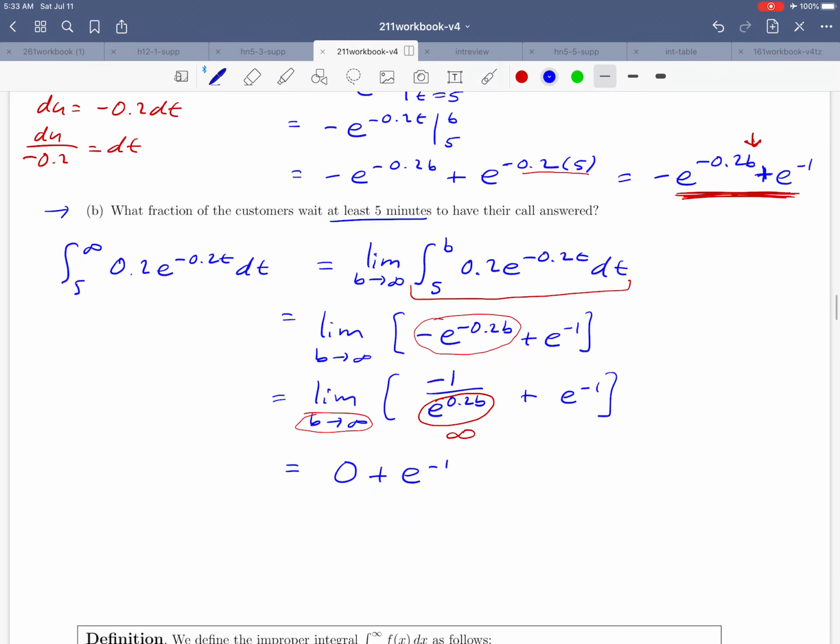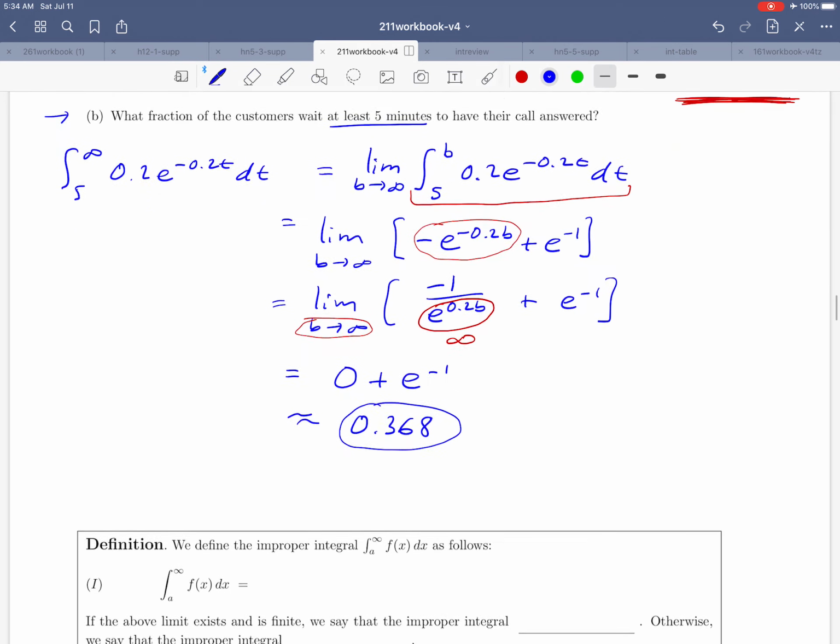So what we get after we take the limit is just the number e to the -1. That's something that you can substitute into your calculator, and what you get is about 0.368. Okay, so what we have just figured out is that 36.8% of the customers have to wait at least 5 minutes, between 5 minutes and forever, to have their calls answered.